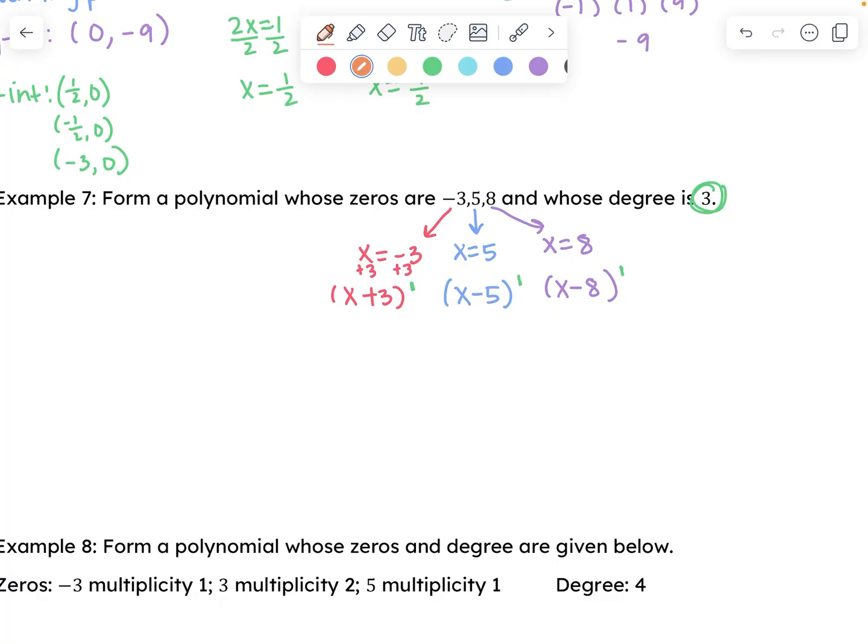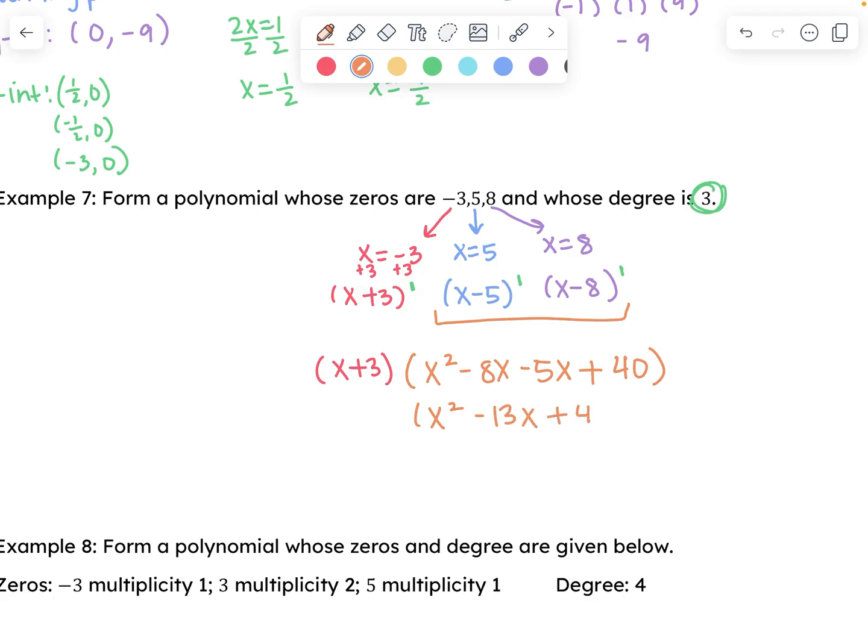So I'm going to start by foiling. Let's do these two first. Honestly, it doesn't matter which two you pick to do first. You just got to pick two of them to do. So we're going to start with the blue and the purple. So I'm still going to have my x plus 3 over here. And then over here, I'm going to have x squared minus 8x minus 5x, and then plus 40. So that's going to give me x squared minus, I have 8 and 5, that's going to be 13x plus 40.